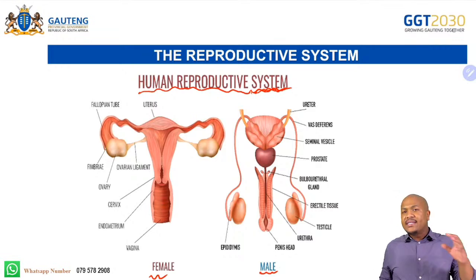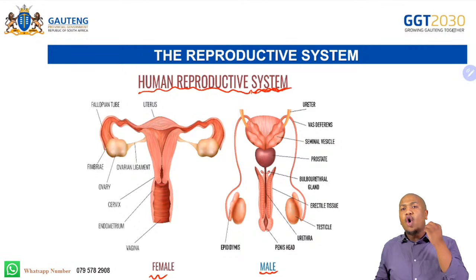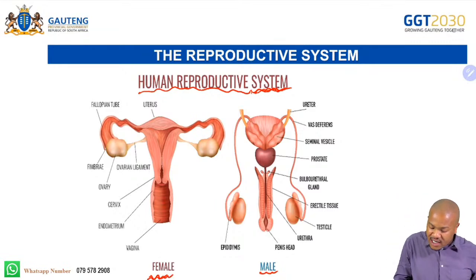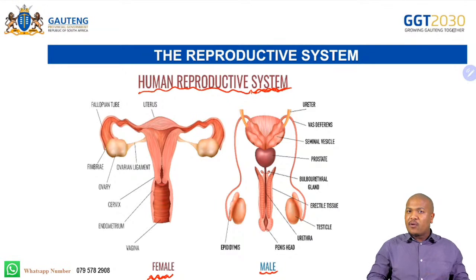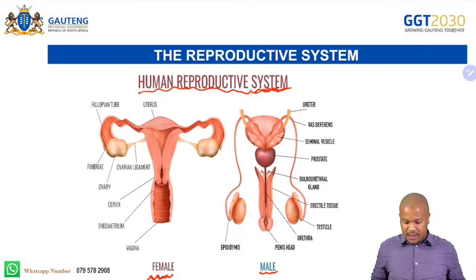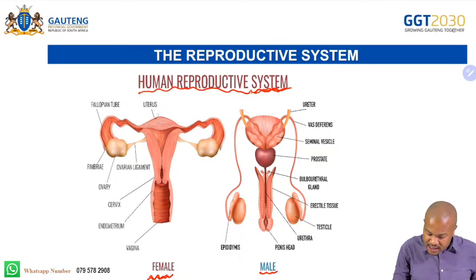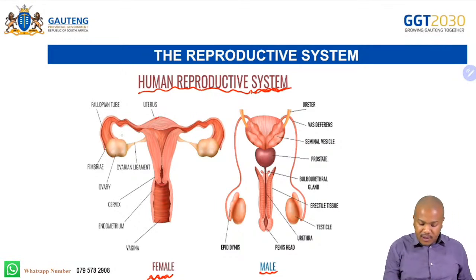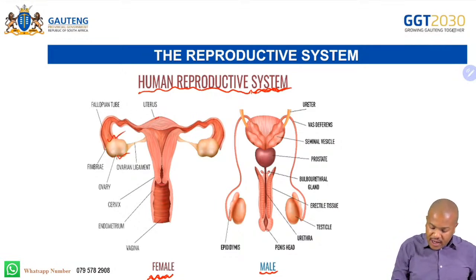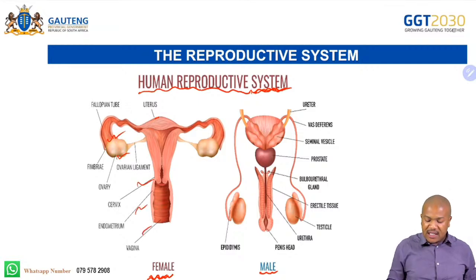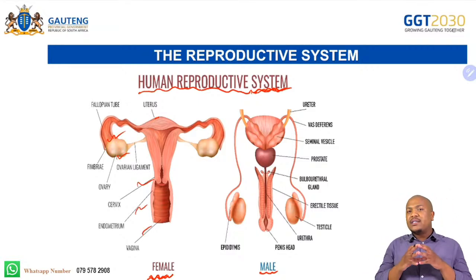So now when you look at these systems, both of them, they have different parts that are different from each other, but all working together to ensure the survival of humans. Are we together? So now when you look at the female reproductive system, it is different from the male reproductive system, right? It has numerous organs such as the uterus, fallopian tubes, ovaries, the cervix, the endometrium, and the vagina, right? Those are the important organs of a female reproductive system.